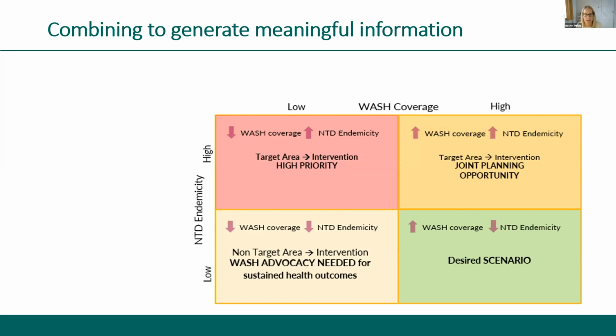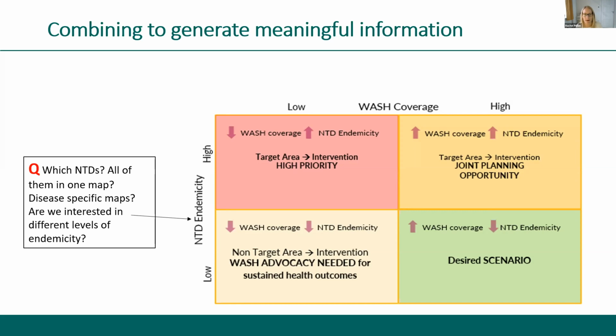And there's a few questions here, really. First off, when we're looking at defining NTD endemicity within a useful visualization using our data, what do we really mean? Do we want all the diseases on one map? Is it more useful to have them side by side? Are we interested in differing levels of endemicity?